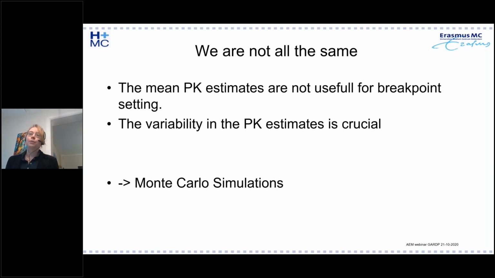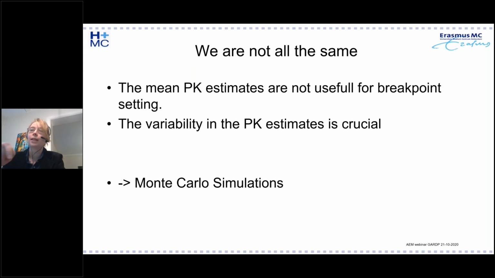A mean value is very easy because you can easily do some calculations on it. But if you determined your breakpoint on your mean value, that would result in a breakpoint for only average people. Luckily, we're all different, so that's not good. So we have to include the variability in some way in the analysis. And that's where Monte Carlo simulations come in handy. It's a technique that sometimes sounds very difficult, but I will explain in a few slides how it works.